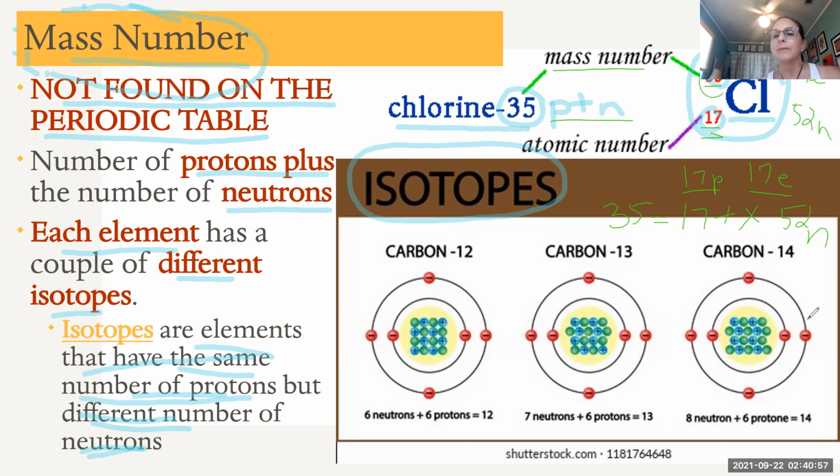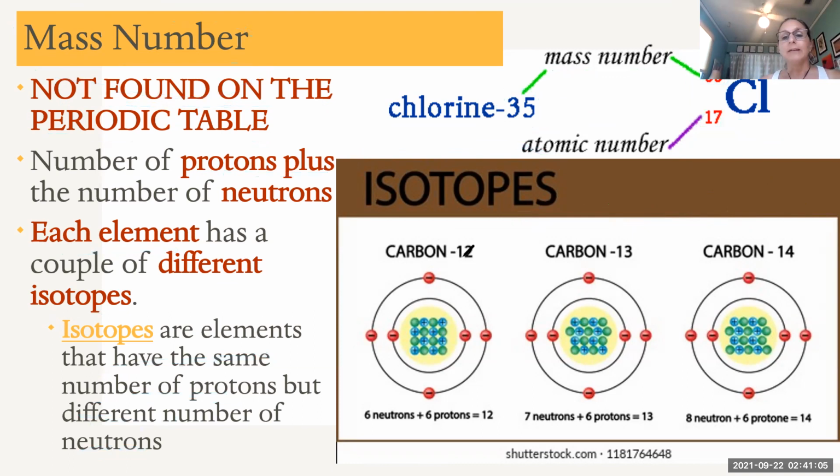And we know that from these two numbers here. You have to have the atomic number and the mass number to find the number of protons, neutrons, and electrons in an element. And this picture right here is showing you an example of isotopes. So carbon has 3 isotopes to it, carbon 12, carbon 13, and carbon 14. And if you remember, these numbers here represent the mass number.